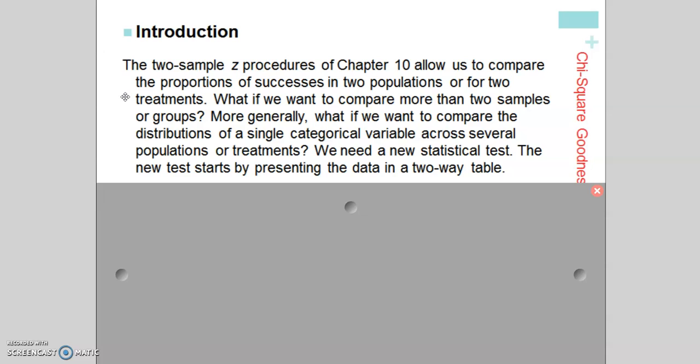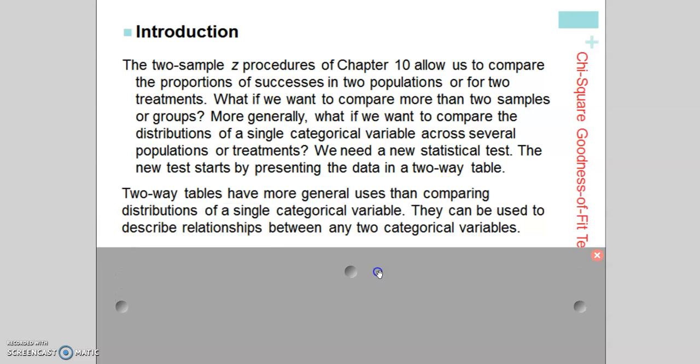And what if we wanted to compare the distributions of a single categorical variable across several populations or treatments? Well, for those types of questions, we need a new statistical test. And the way we start that test is we look at a two-way table. So we looked at two-way tables a while back.